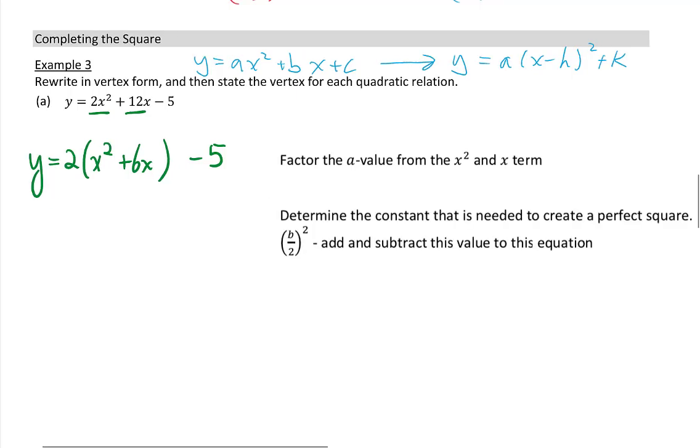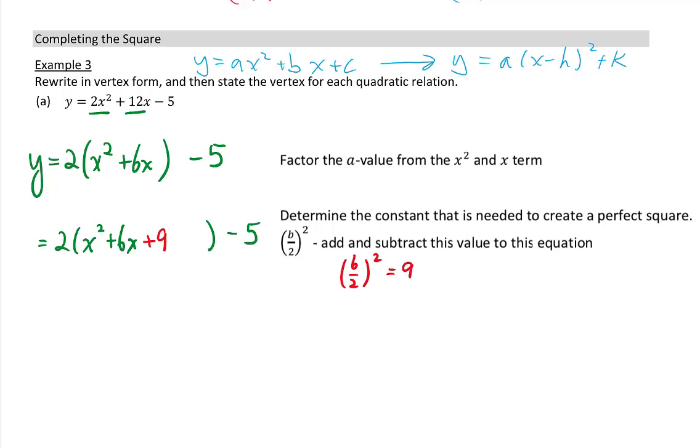Step 2. Determine a constant that is needed to create a perfect square. So like we did above, we're going to take half of b, divided by 2, and we're going to add and subtract this value to the equation. So it's going to look like this. We have our 2, we have our x squared plus 6x, we have our negative 5. If we take half of b, which is 6, we divide it by 2, and we square it. 6 divided by 2 is 3. So that's going to give us 9. We're going to add 9 to this equation, but in order not to change the equation, we need to subtract 9. So what we've done is we've added 0.